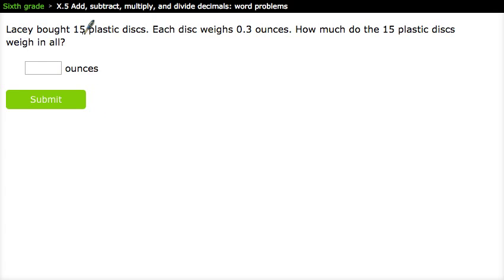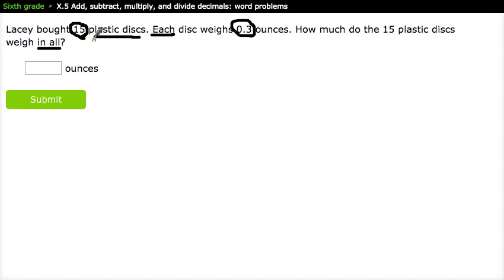Lacey bought 15 plastic discs. Each disc weighs 0.3 ounces. I'm actually also going to underline each because that tells me something about the operation. How much do the 15 plastic discs weigh in all? So I'm really glad this problem came up next because it says in all, and even though last time we used in all to show us that it was going to be addition, in this problem there's an easier way to get to the answer than addition.